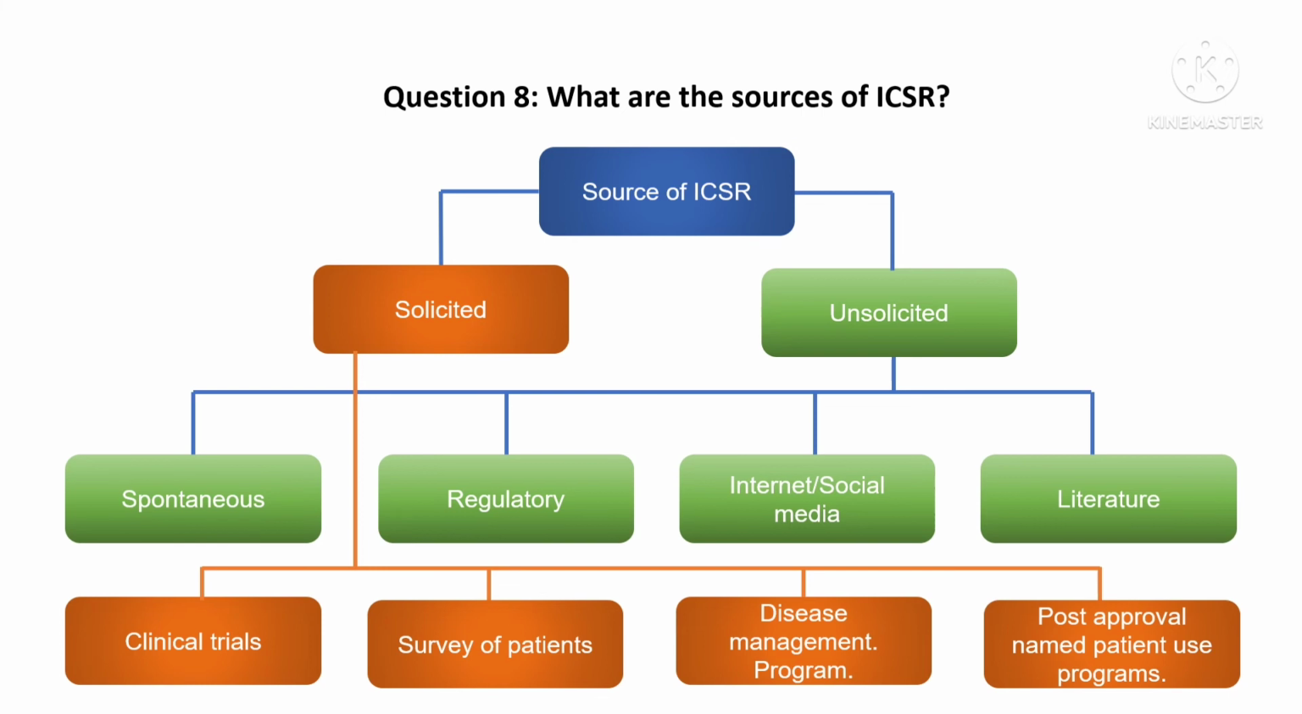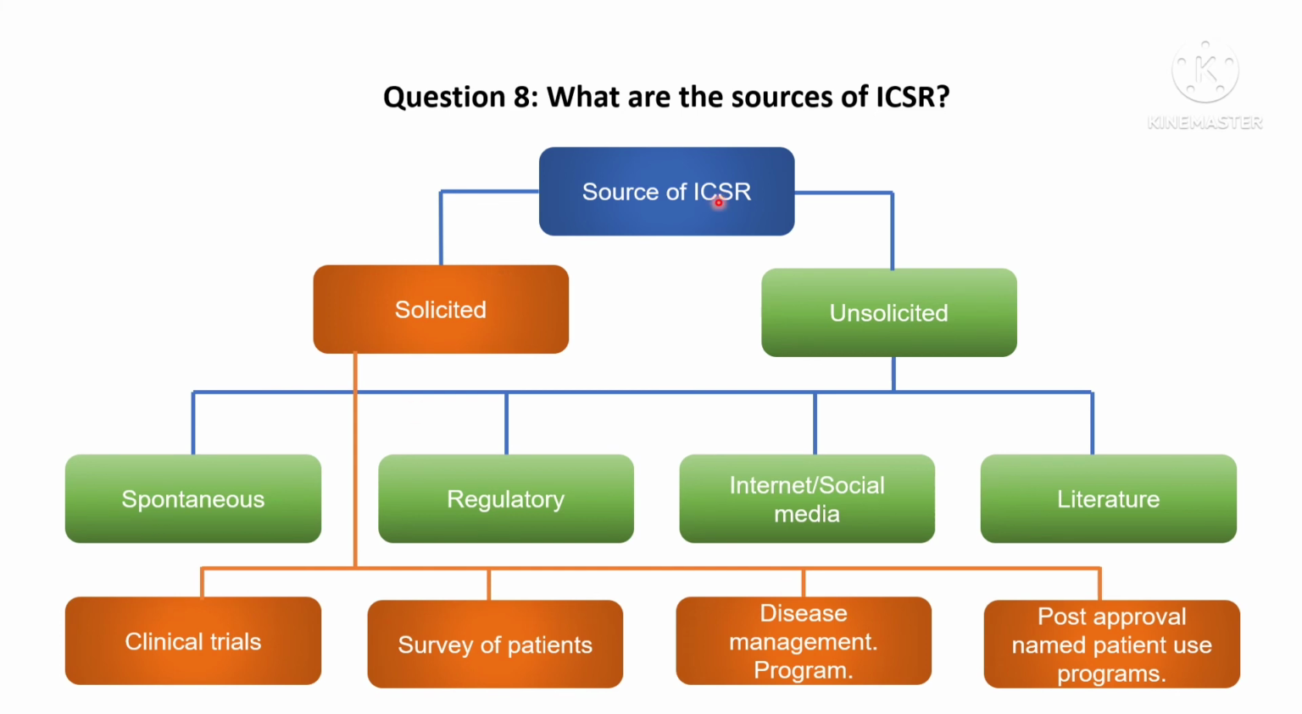So the sources of ICSR I have mentioned here. There are basically two types, two categories: solicited and unsolicited. We will see solicited first. In solicited, there are four types I mentioned here. First is clinical trial, second survey of patient, third disease management program, and fourth post-approval named patient use program.